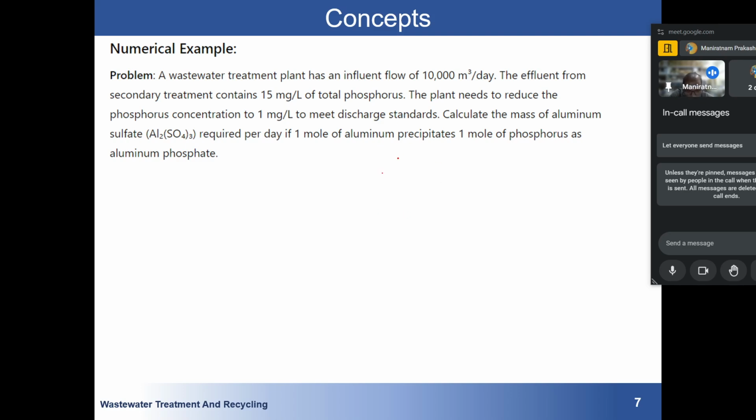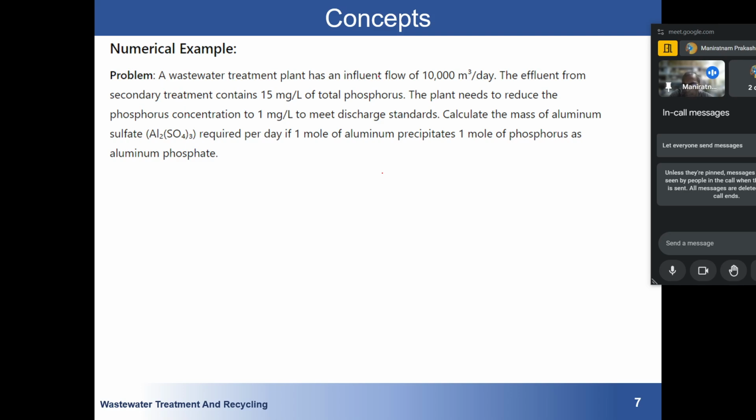Before going for more discussion, I just want to do a numerical problem related to the previous discussion. This question is very simple. You just have to multiply a few things, and you have to find the concentration of the substance.